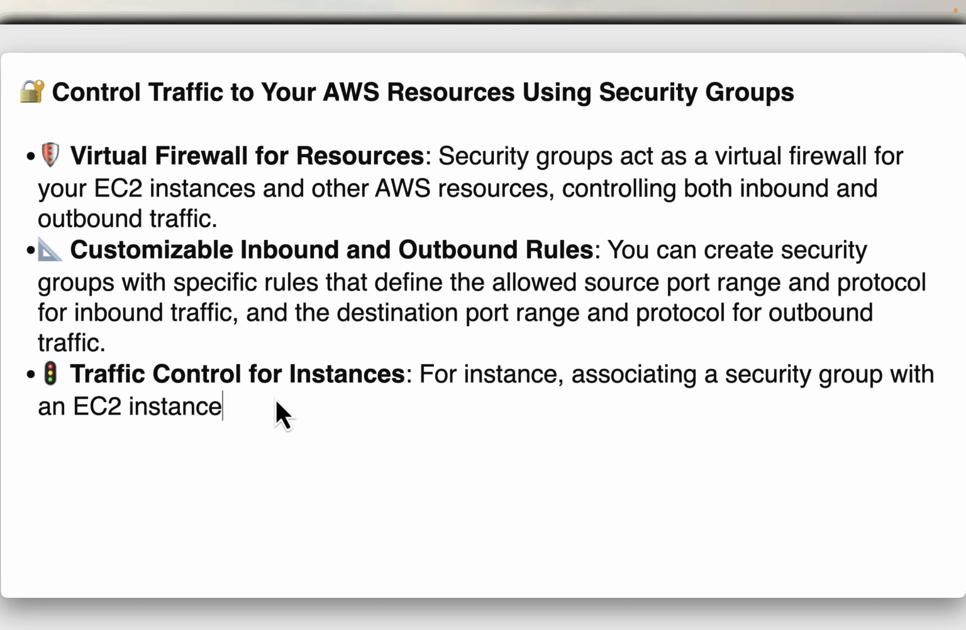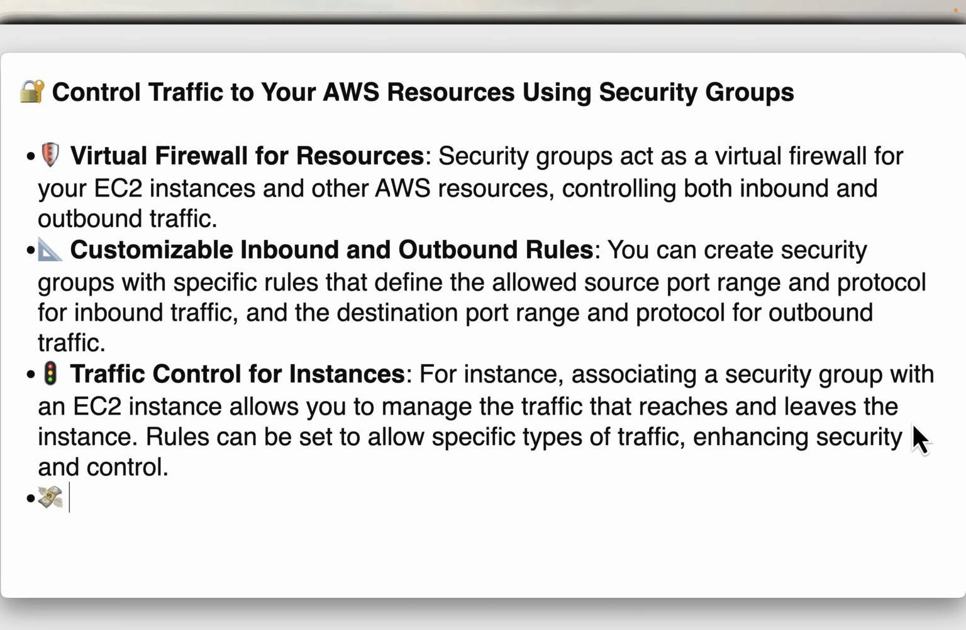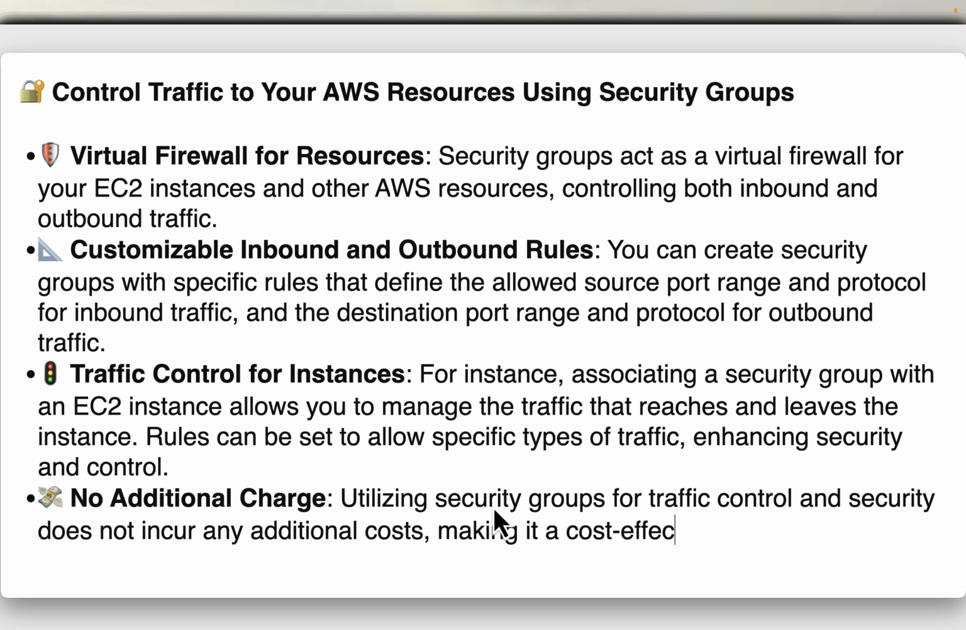Traffic control for instances. For instance, associating a security group with an EC2 instance allows you to manage the traffic that reaches and leaves the instance. Rules can be set to allow specific types of traffic, enhancing security and control. No additional charge. Utilizing security groups for traffic control and security does not incur any additional cost, making it a cost-effective solution for securing your AWS resources.